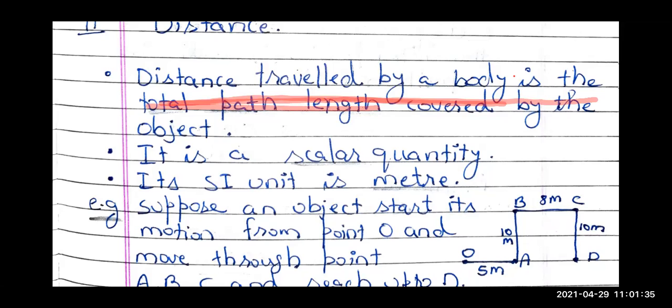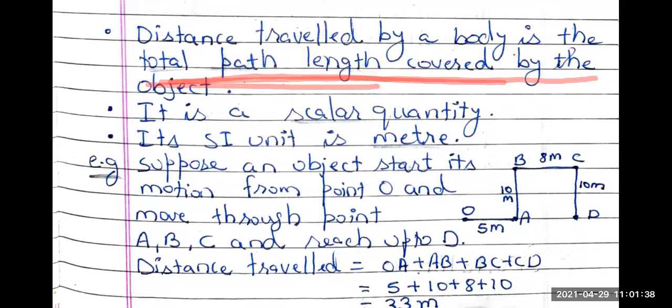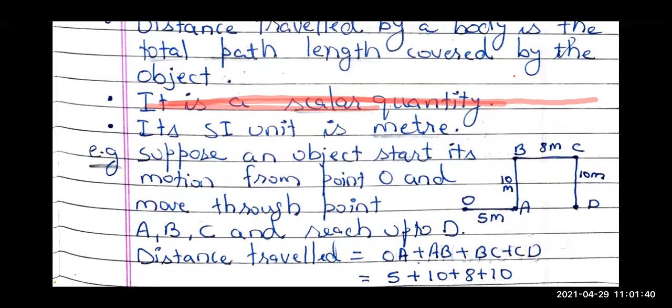For example, here in this diagram, an insect is moving from point O to A, which is 5 meters. Then the insect is crawling from point A to B, which is 10 meters. From B to C, 8 meters. And then the insect is moving from point C to D, that is 10 meters. Right, beta? So the insect has moved on the path O, A, B, C, D. This is the path on which the insect has moved.